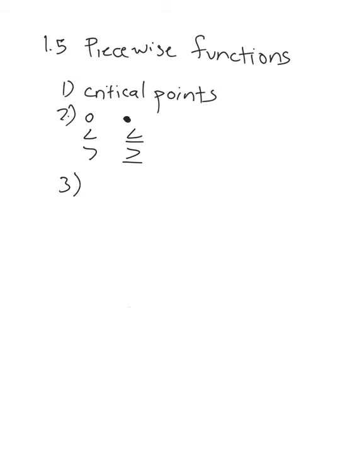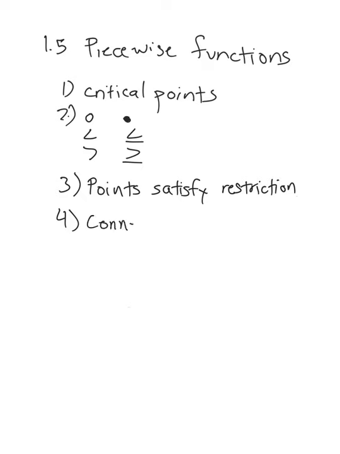Third is you want to pick other points that satisfy the restriction. So points that satisfy the restriction. And then fourth, but not last, connect the dots, or connect all the critical points.